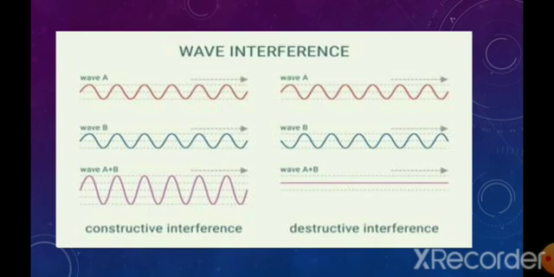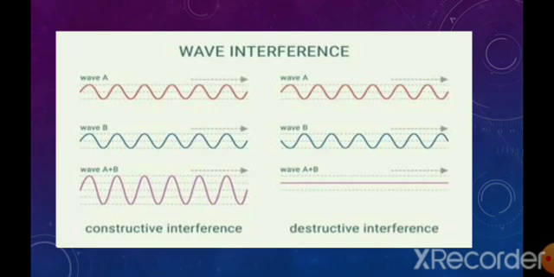In constructive interference, wave A and wave B, traveling in the same direction with the same frequency and amplitude, are superimposed on each other. Here the phase difference is either 0 or pi. So the waves superimposed result in constructive interference, that is, the wave A plus B having double the amplitude. This results in the formation of bright fringes.